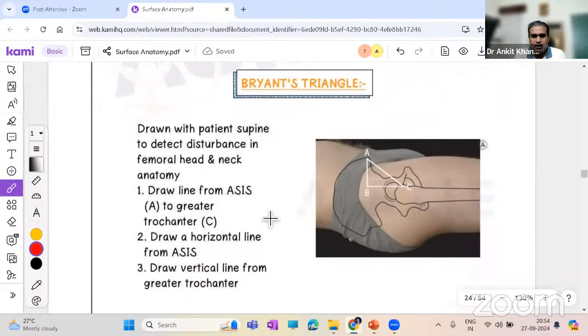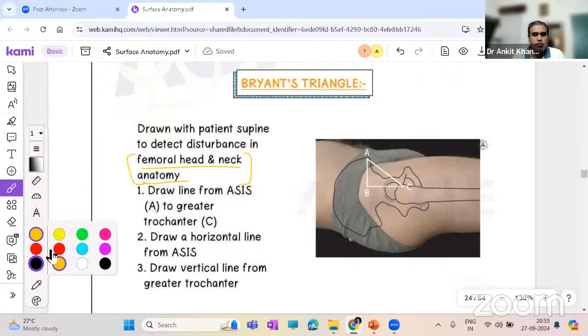One over here is Bryant's triangle. Remember that also. That is actually used in orthopedics very commonly. It is drawn with the patient supine to detect disturbance. Now, there's a lot of injury to the hip joint. They can be fracture of the neck of femur or hip joint dislocations. So to detect disturbance in femoral head and neck anatomy, the femur bone, we are discussing here the femur bone.